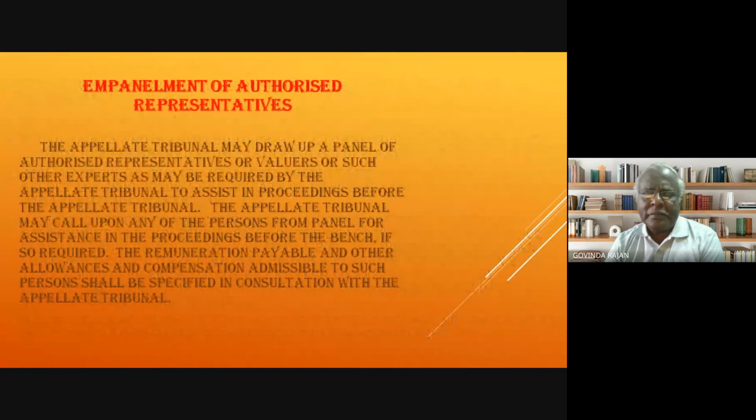Next, empanelment of authorized representatives. The tribunal itself calls for empanelment of authorized representatives or valuers, or other such experts. The tribunal not only requires expert authorized representatives, but mainly requires valuers to value anything. Suppose in the case of import export, a valuation problem is there. Many cases are there, so such valuers may be obtained. Even in GST, valuation is highly required. Or such other experts are required by the appellate tribunal to assist. These experts will assist the tribunal in the proceedings. For that purpose, the tribunal will call for a list of experts from the public for keeping them in their empanelment. The remuneration is specified by the appellate tribunal. So next one.